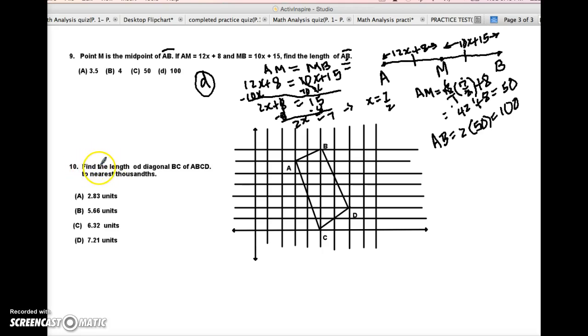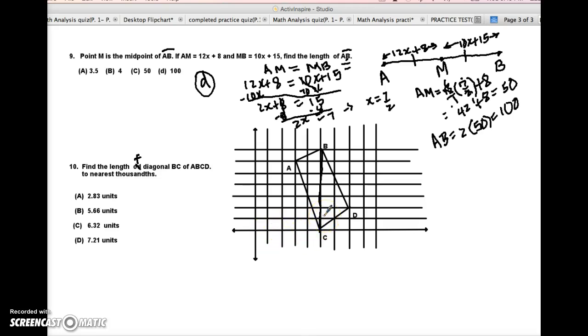number 10. Find the length of diagonal BC. I want to find the length of this diagonal here. It seems like it's straight, but it shouldn't be that way, I don't think. From B to C. Maybe I drew it wrong. 1, 2, 3, 4, 5. I think I drew it wrong. 1, 2, 3, 4, 5.